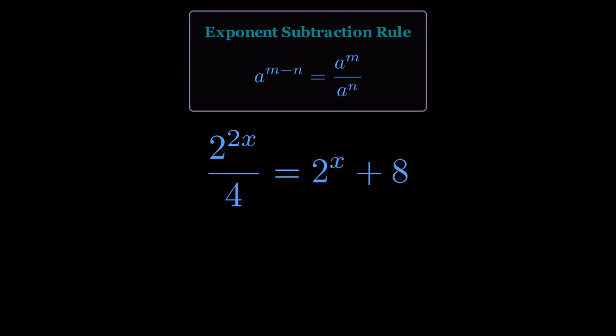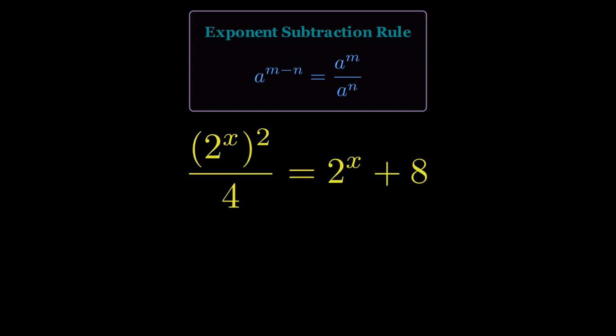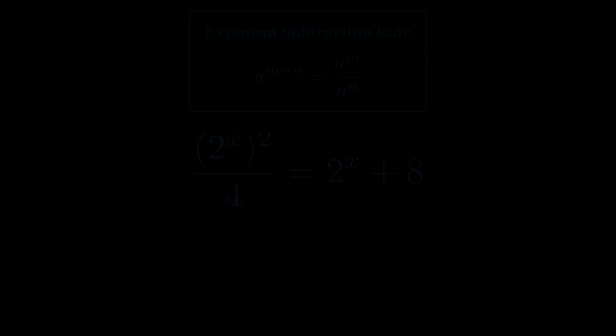Look at this numerator, 2 to the 2x. We can use that power rule in reverse. 2 to the 2x is the same as 2 to the x, all squared. And this is the crucial observation that unlocks everything. What we have here is actually a quadratic equation in disguise.